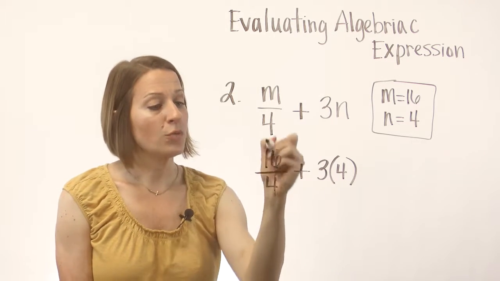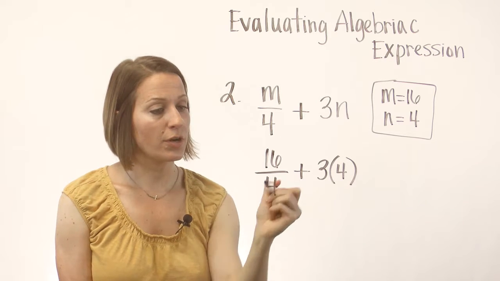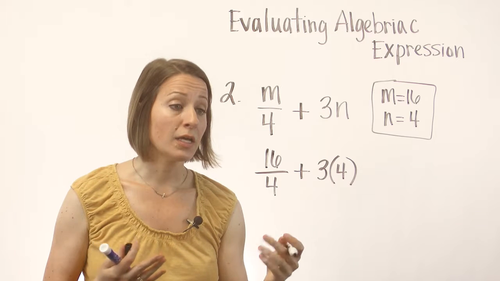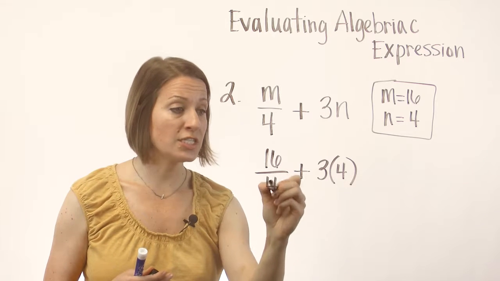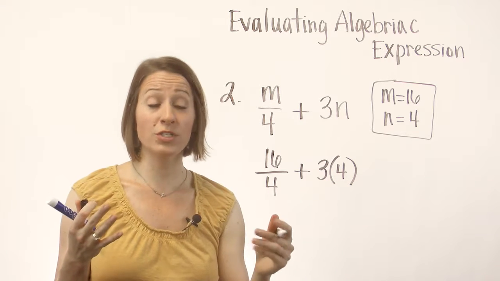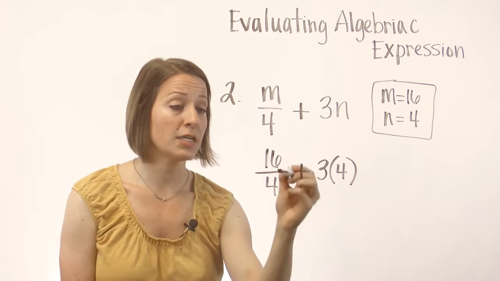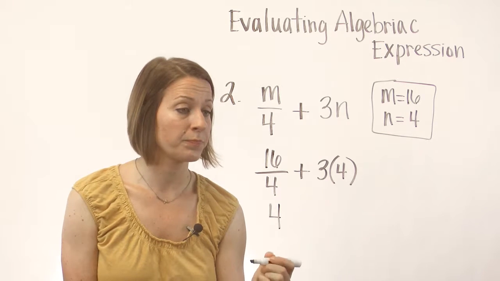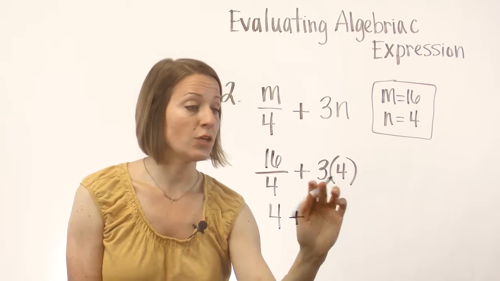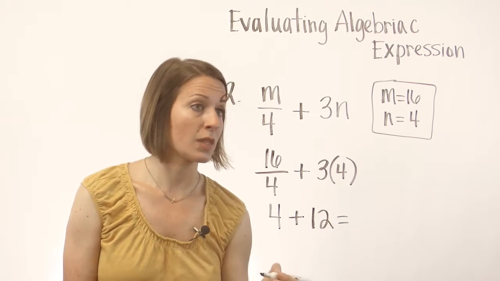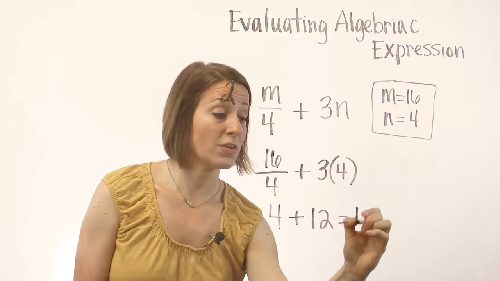Okay? When you see this fraction set up here, it's really just another way to write a division problem. And so what we'll do, we have division and we have multiplication. And according to order of operations, we just work those left to right. So 16 divided by 4 is 4, plus 3 times 4 is 12. And when we add those together, we get 16.